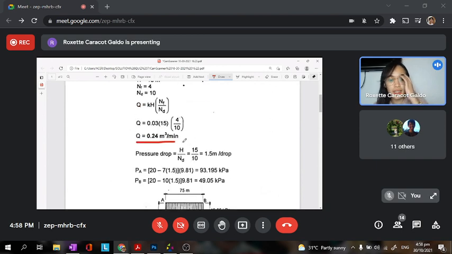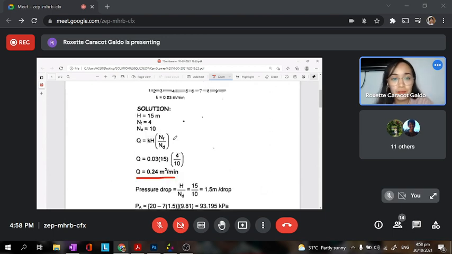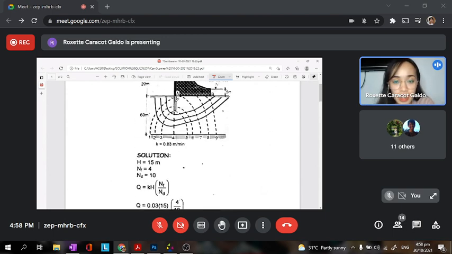Actually, wala siya gi-appeal, no? Murag additional lang ni siya. But basically, atong i-kuhaan diri is ang pressure head at A and then pressure head at B para makuha din nato ang iyahang total nga uplifting force due to that pressure.